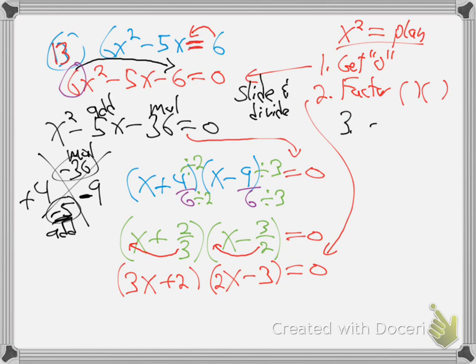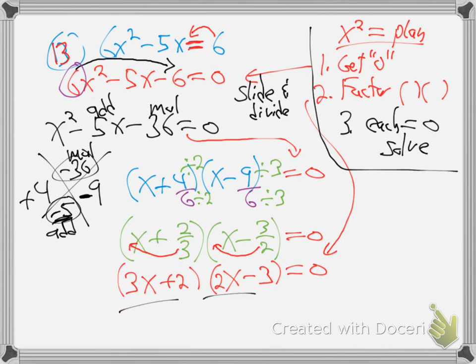Now, what do? Step 3. Each one gets their own 0, and we solve. Each one, because if two things are timesing to equal 0, that means either one could be 0 to make that true. So that means 3x plus 2 is 0. 2x minus 3 is 0. So move over the 2.